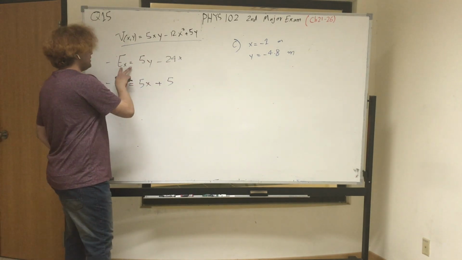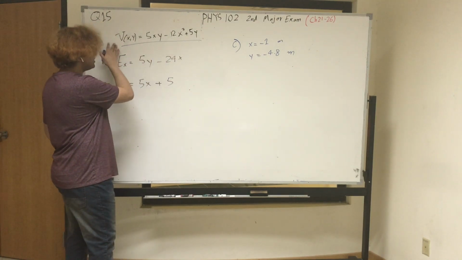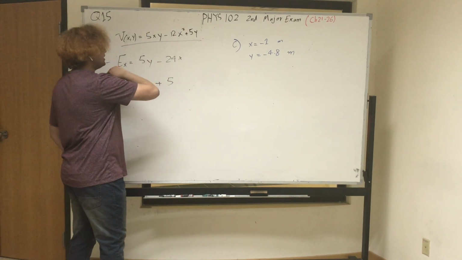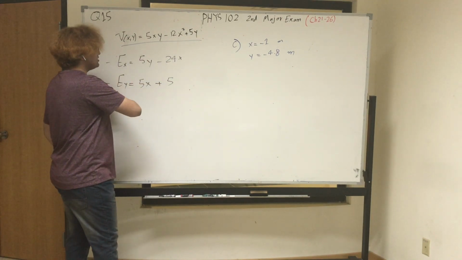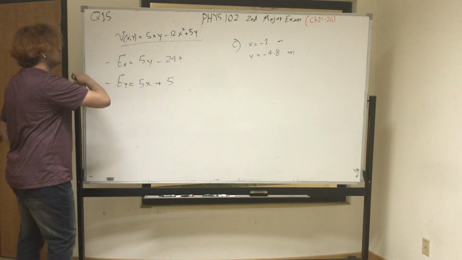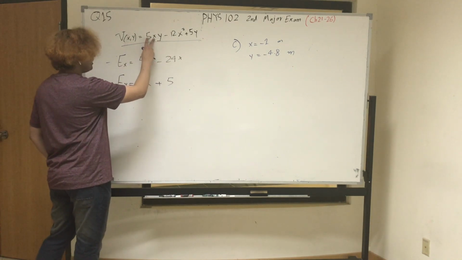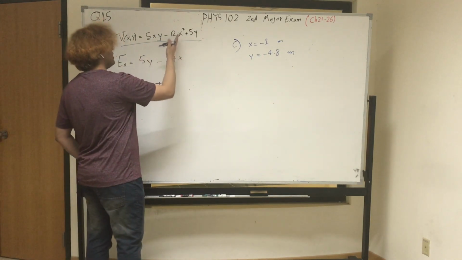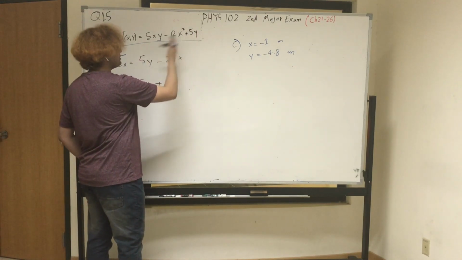So the electric field in the x direction would be the partial derivative of the potential with respect to x. So if you differentiate this whole equation with respect to x, you deal with y as a constant, okay? So here, 5xy differentiated with respect to x, if you consider y and 5 as constants, then the derivative of this is equal to 5y. And the derivative of 12x squared is basically 24x. And the derivative of 5y with respect to x is just 0.